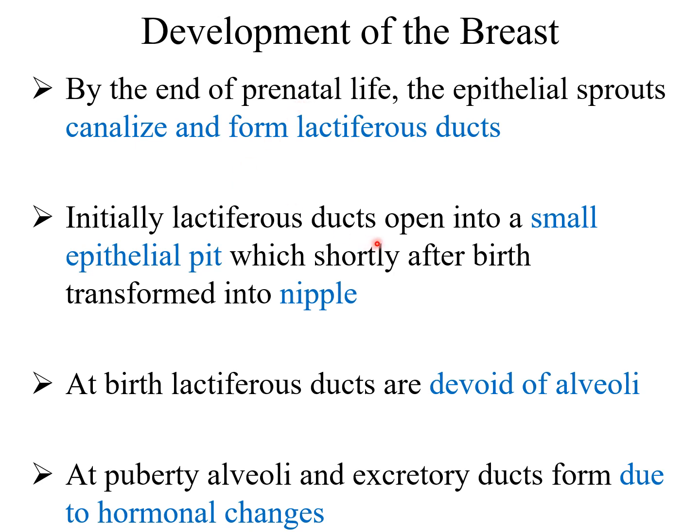Initially, lactiferous ducts open into a small epithelial pit, which shortly after birth transforms into a nipple. So many small pits are present at the nipple for the drainage of lactiferous ducts, which finally become the nipple. At birth, the lactiferous ducts are devoid of alveoli, as we have seen in the previous slide also, that there are no alveoli before birth. They start to develop at puberty. Alveoli and excretory ducts form due to hormonal changes, but still they are not functional.